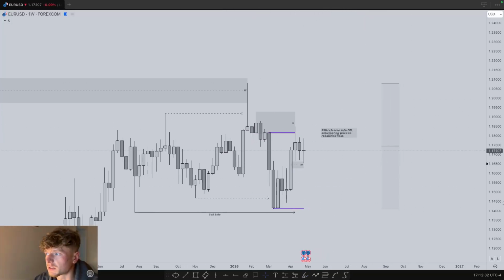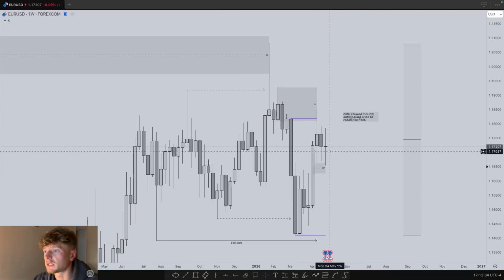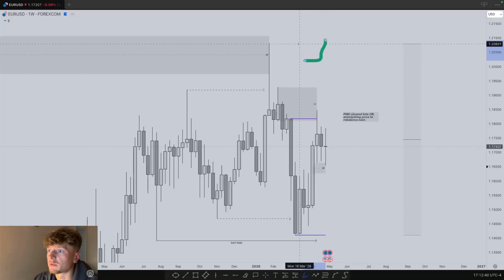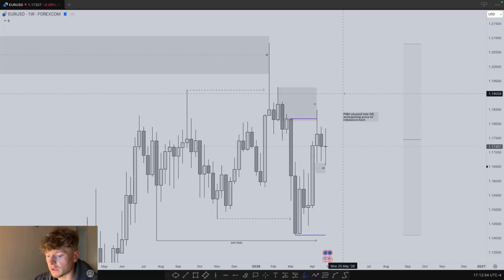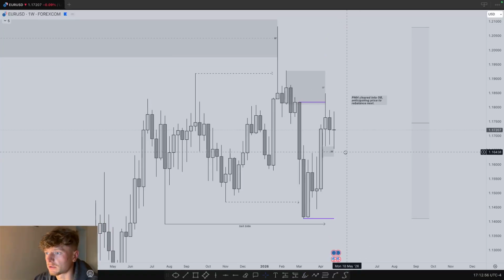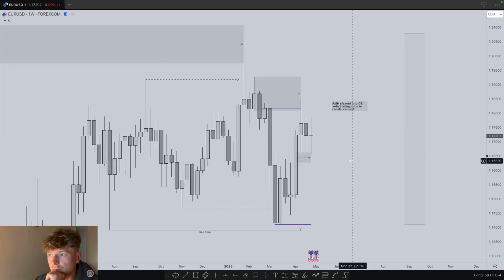I like to normally see price, if I'm bearish, see price open, trade above, take some liquidity out to the left, and then trade lower, distributing for the rest of the week into the close. And say this is your weekly opening price, this is your high, this is your low. That's kind of how I look at it on bearish days. Obviously reversed on bullish scenarios, so we'll see how we get on.